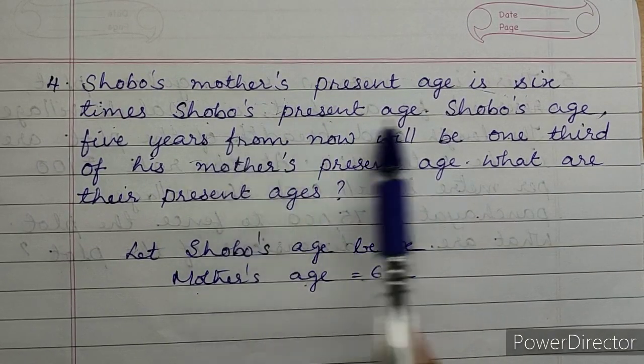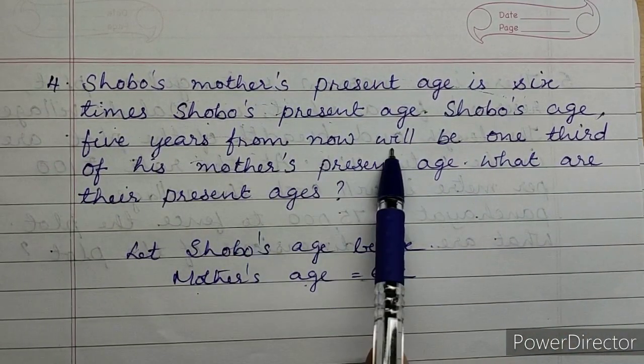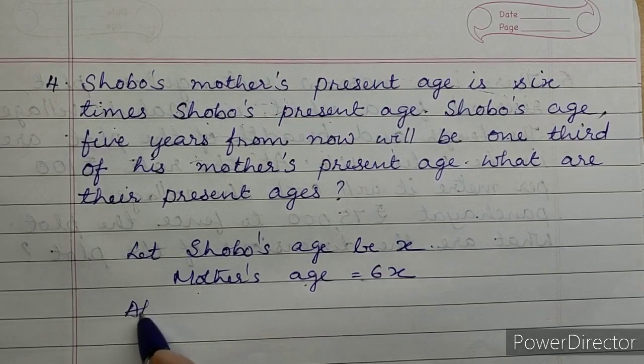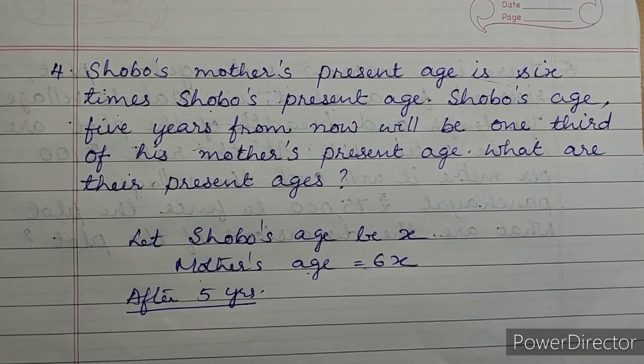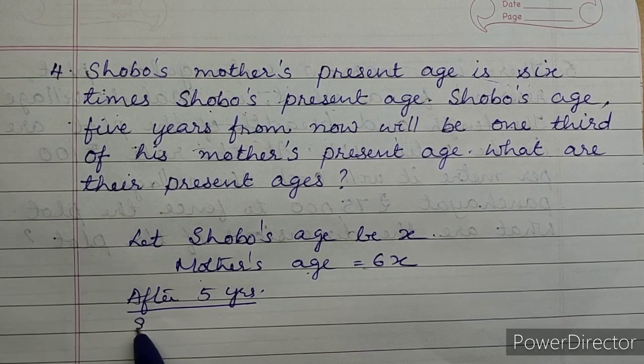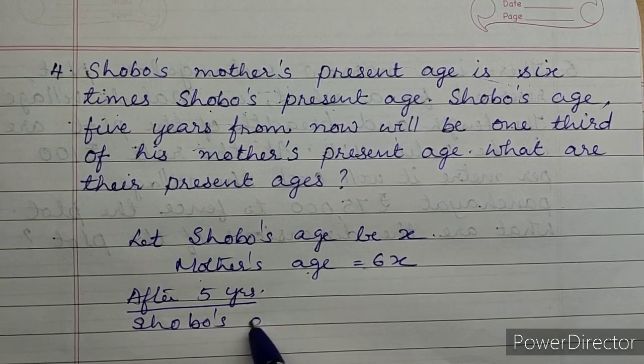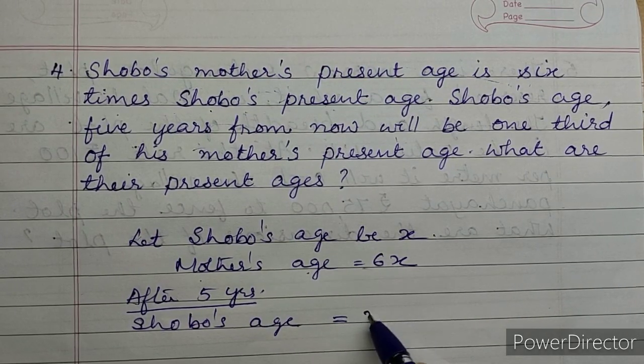Now, Shobo's age 5 years from now, that means after 5 years. So after 5 years, what will be their ages? After 5 years, what will be your age? Your present age plus 5. Everyone's is like that only. After 5 years, age will become plus 5. If your age is 10, it will become 15 after 5 years. So you have to add plus 5. Now Shobo's age after 5 years equals x plus 5.